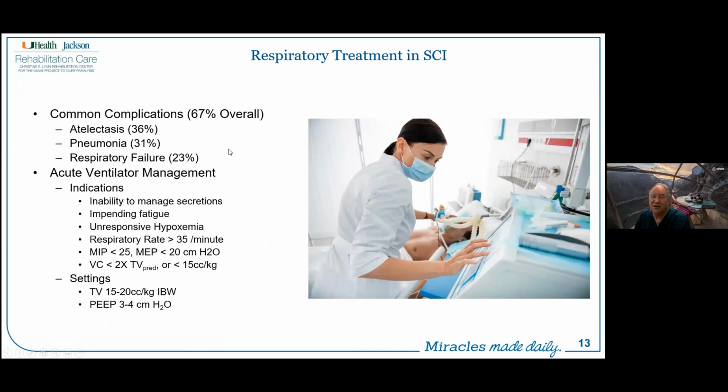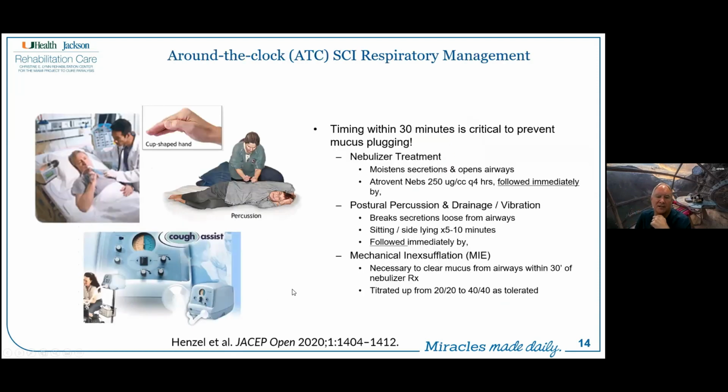Typically, we see a fair number of respiratory complications associated with spinal cord injury, and the acute indications for ventilator management are listed here. Again, we're going to have a whole separate lecture on this as we go through. But the bottom line is, when I bring somebody over from the neurocritical intensive care unit, or even in the neurocritical intensive care unit, if I'm doing a consult, we're going to ask for around-the-clock respiratory management.